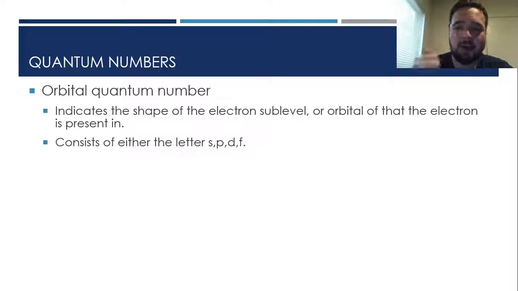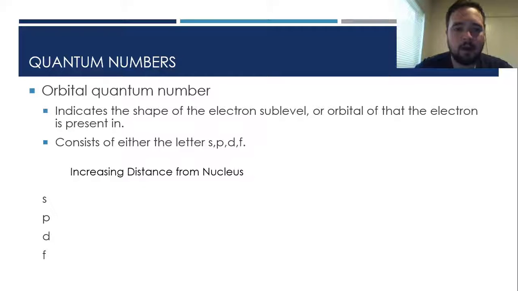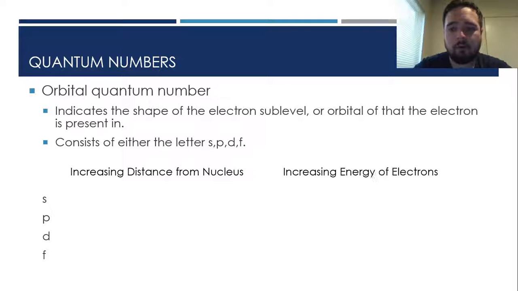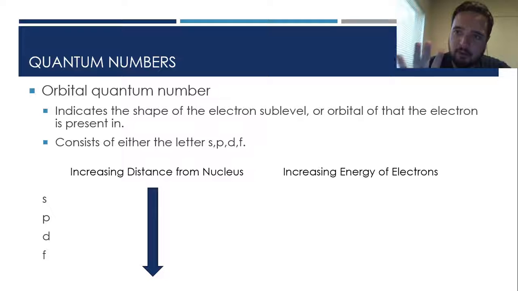So the letters can be either S, P, D, or F. Okay. So the way this works is I want to set this up in a graph form. If I set them up S, P, D, and F in a more linear order, and I make a notation of increasing distance from the nucleus to increasing energy of electrons, we can say that as you go up in letters, or go from S to F, the distance away from the nucleus pretty much increases. For the context of this class, that's true.